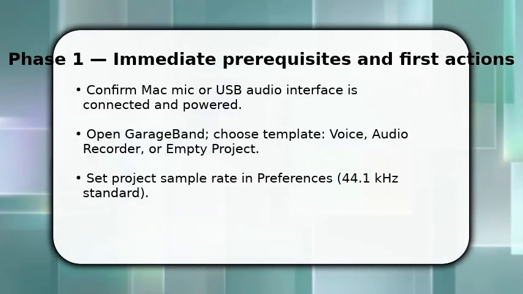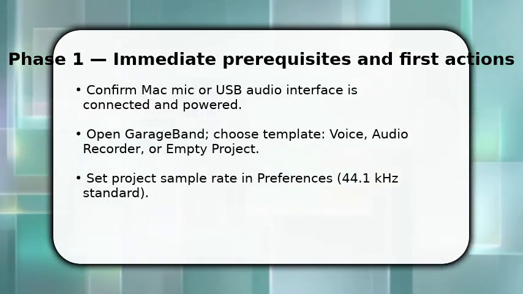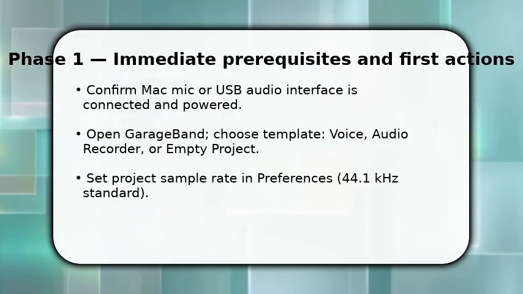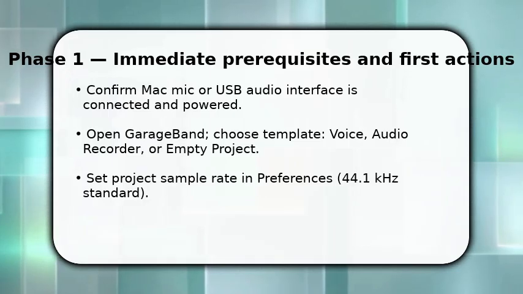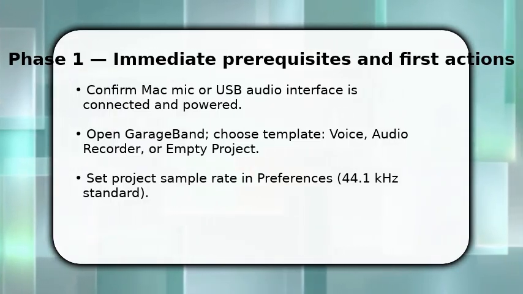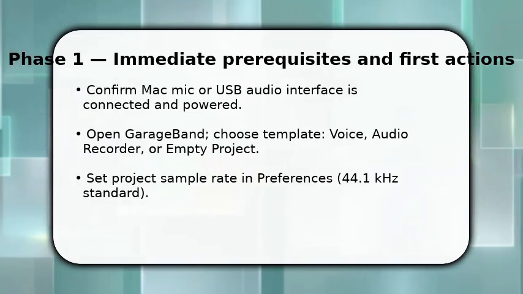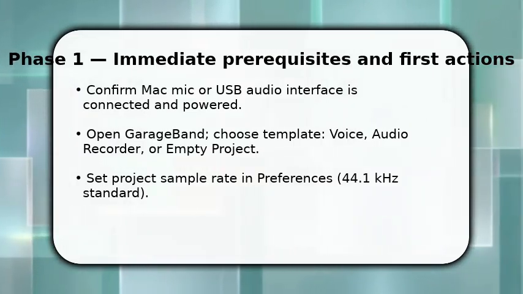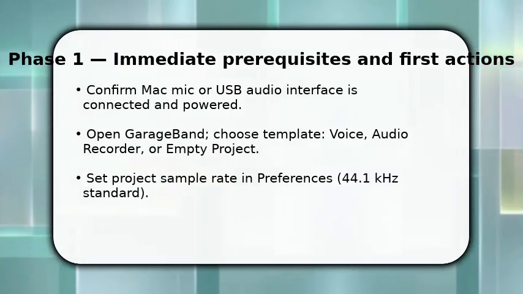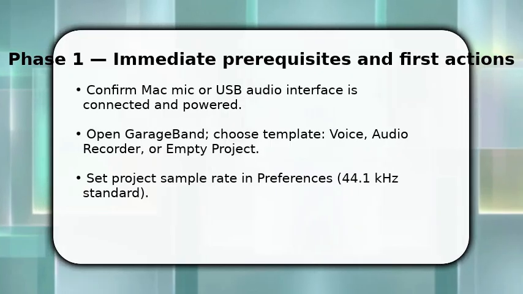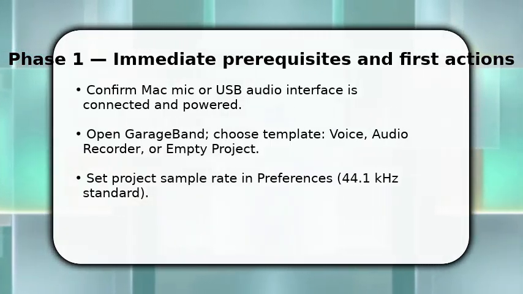You start by confirming inputs. Plug in your mic or USB interface and make sure phantom power is on if needed. Once connected, open GarageBand and pick voice or empty project so tracks match your source. This makes routing simpler. Next, go to GarageBand preferences and set the sample rate to 44.1 kHz for music or 48 kHz for video. This choice affects audio quality and file size. Finally, create a new audio track and name it so you don't lose focus.